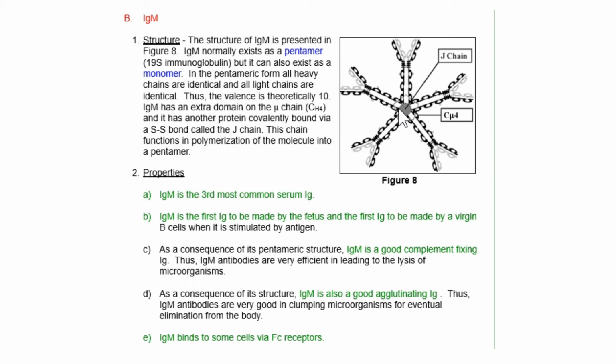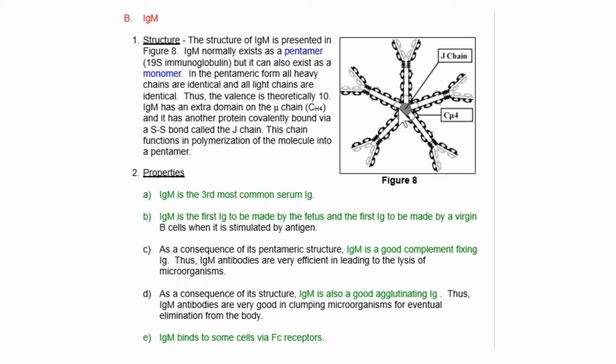IgM is the third most common serum immunoglobulin. IgM is the first immunoglobulin to be made by the fetus and the first immunoglobulin to be made by virgin B cells when stimulated by antigen. So it is the first line immunoglobulin that fights against primary entrance of the antigen. It is a consequence of its pentameric structure. IgM is a good complement fixing immunoglobulin. Thus, IgM antibodies are very efficient in leading to the lysis of the microorganism. Very good opsonin.